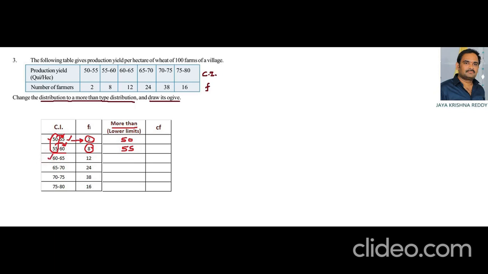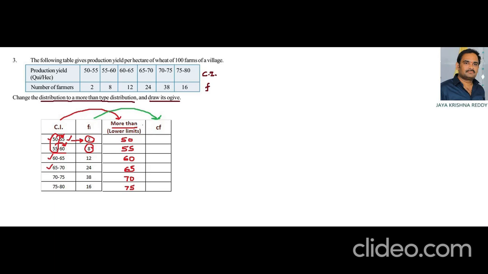So what is the lower limit of the next class? 60. And what is the lower limit of the next class? 65. Like that, next lower limit is 70 and next lower limit is 75. So these class intervals we have to convert into these lower limits. We have to write this lower limits column from class intervals, and next we have to write the CF column from the frequency column, CF values.